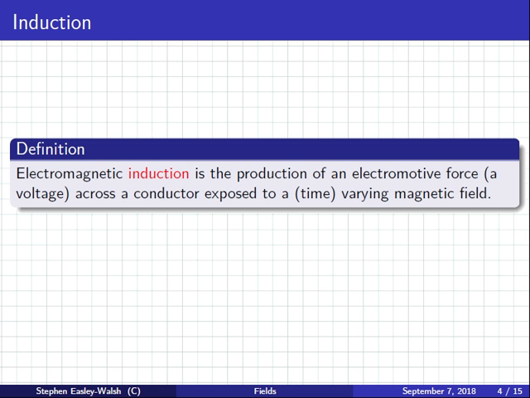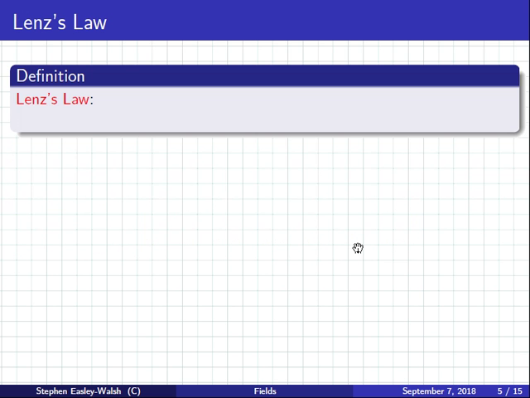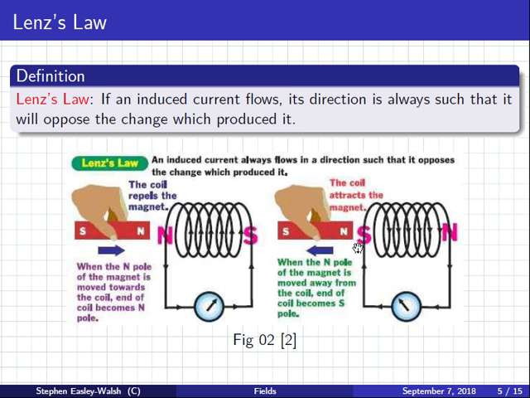Continue? Got that? Great. Basically, induction means producing a current by changing a magnetic field. Now, we have two laws regarding it. The first one is called Lenz's law. Lenz said that if an induced current flows, the direction is always so that it opposes the change which produced it. I can explain that better with a picture.